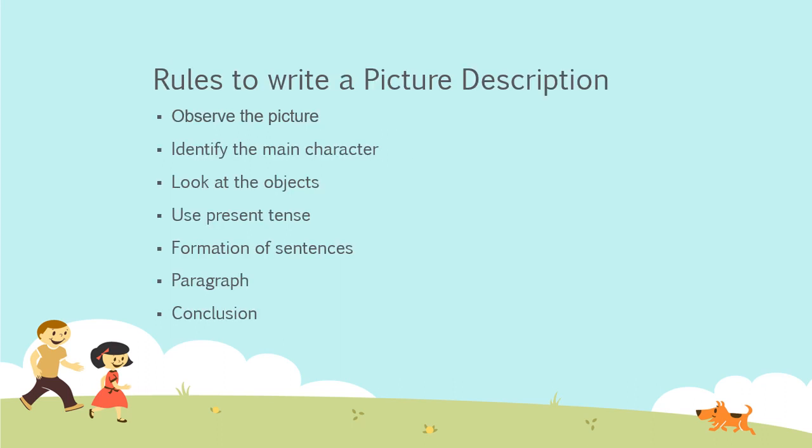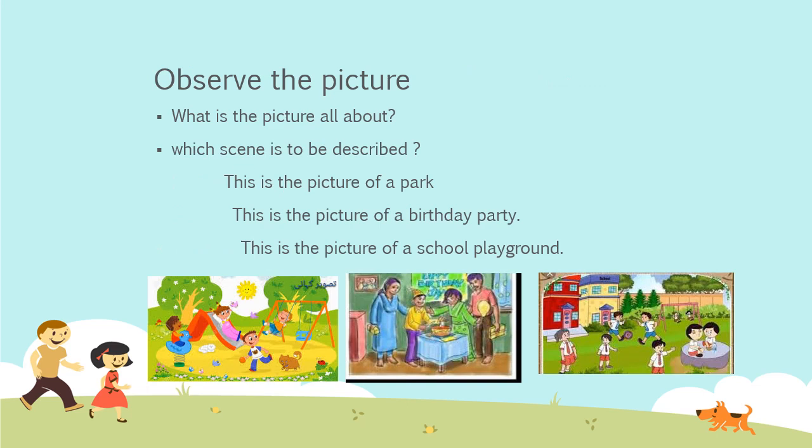There are some rules to write a picture description. First, observe the picture. Identify the main characters. Look at the objects. Use present tense. Formation of sentences. Paragraph and conclusion. We will discuss these rules one by one.